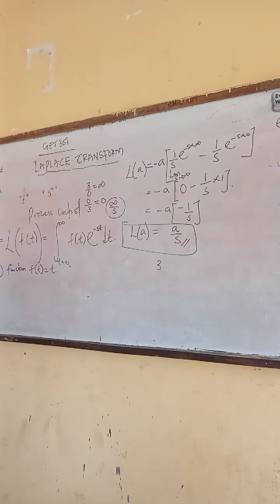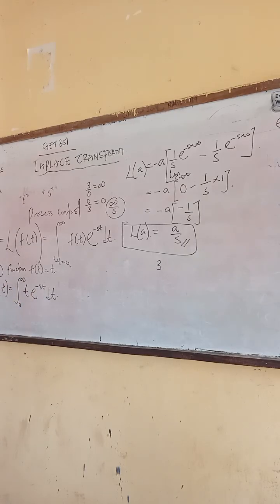Is that following? Now from this place, I'm still using my general formula. The Laplace of t equals the integral from 0 to infinity of the function of t, which is t, times exponential minus st dt. Now from this place, what am I going to do here with this t and this exponential minus st?